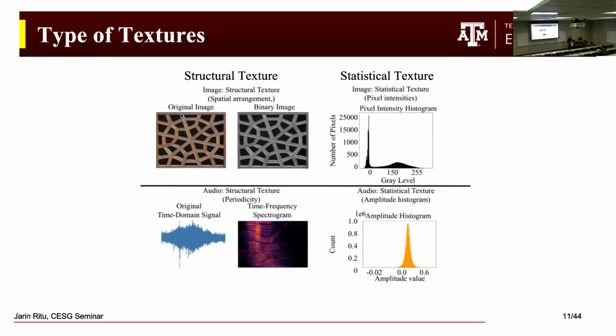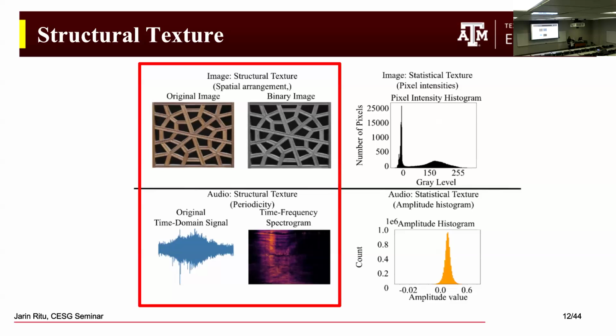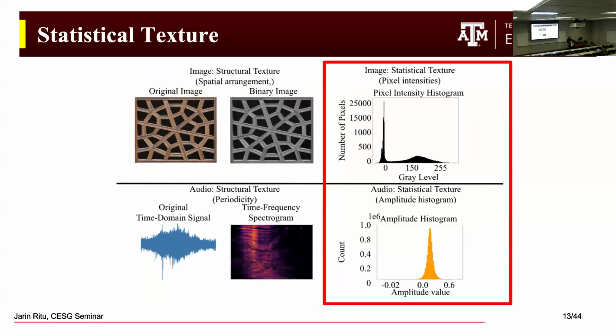Broadly, we can divide texture into two parts: structural texture and statistical texture. For structural texture, it's easier to understand in image space. If you see this image, we can see a spatial arrangement of the pixel intensity values. That's the structure. These things can be replicated in the audio domain too. In audio, we can think of the periodicity of a certain audio signal as its structure, like how the periodicity repeats over time. That's the structural texture that I'm mentioning.